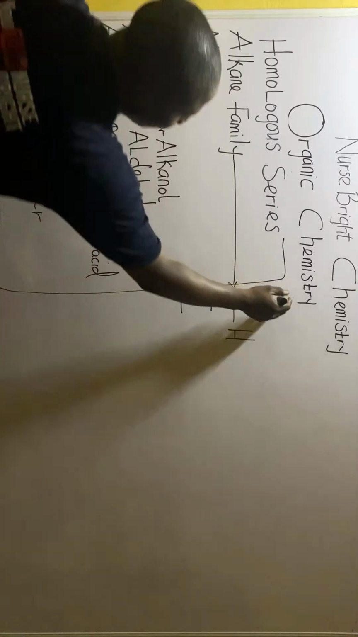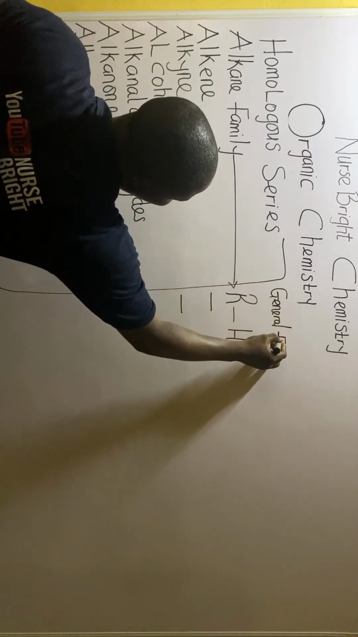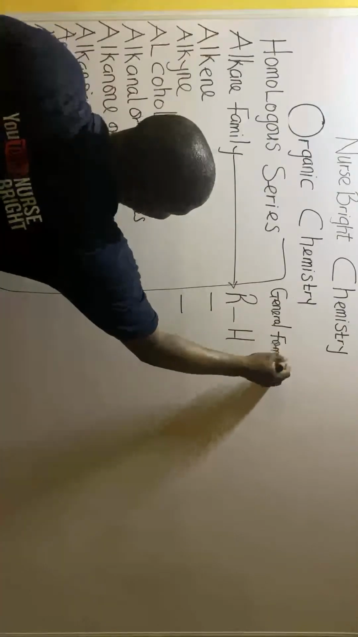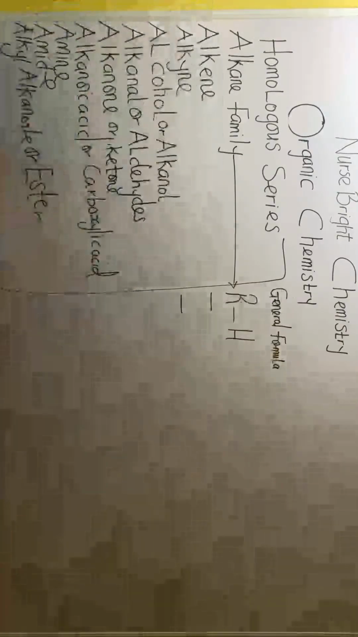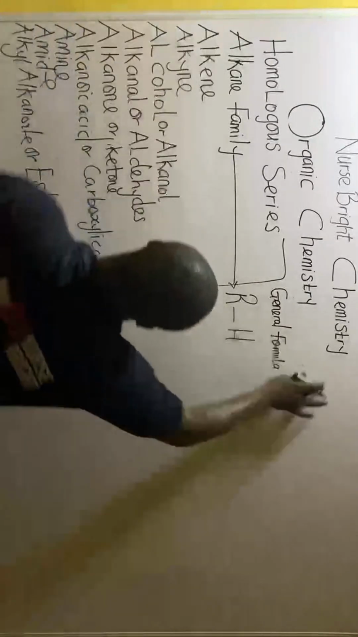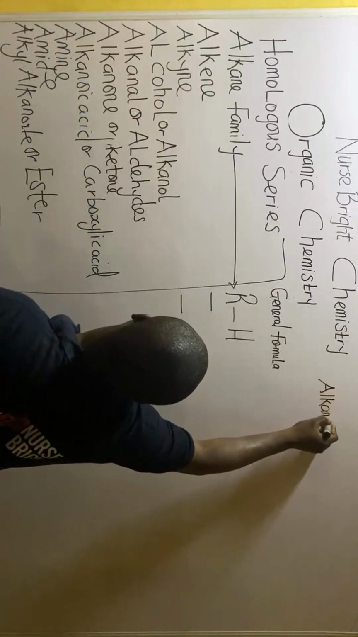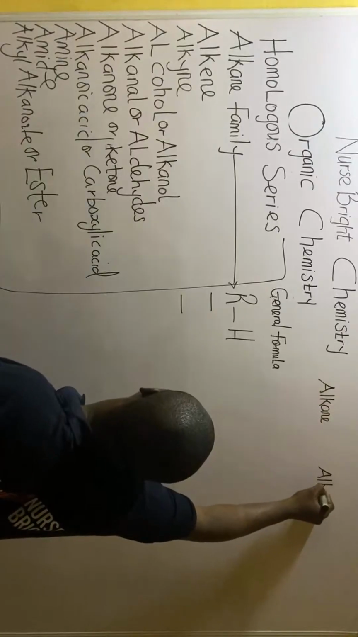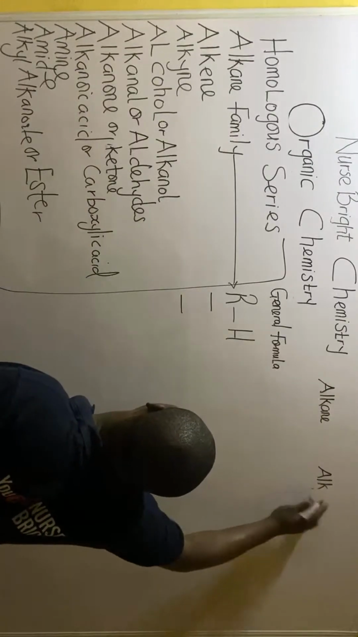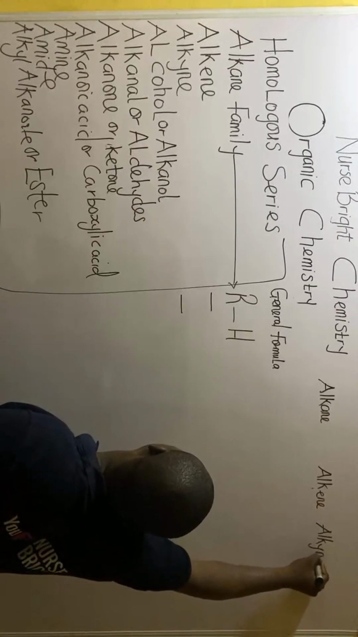All these things I'm talking about now, we call them general formula. I'm going to write alkanes, alkenes, and alkynes up and tell you something about them. Now, just note this about them.